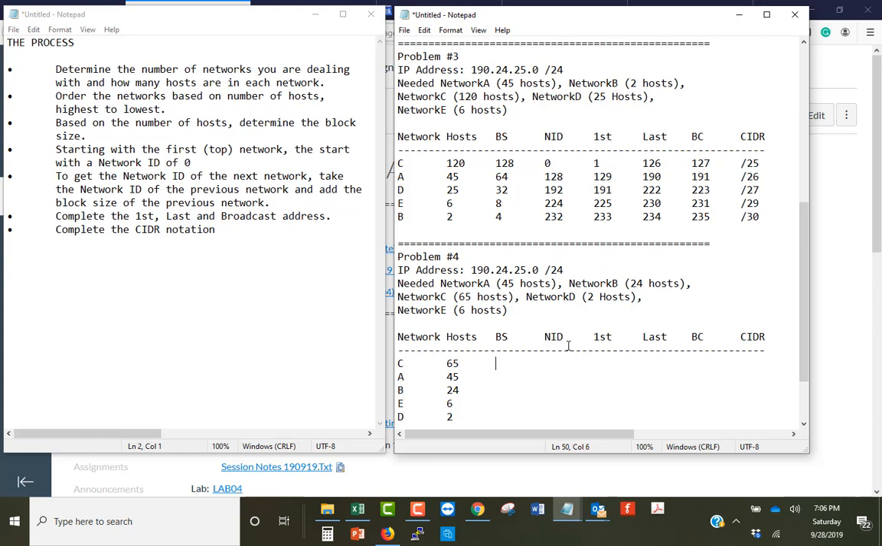Now we move on to the block size. So 65, I can't use a block size of 64. It will not hold the 65. So I'm going to do a block size of 128, then 64, then 32, then 8, then 4. And honestly, if you look at these numbers right here, they're the same as these numbers right here. So all of this is going to be the same.